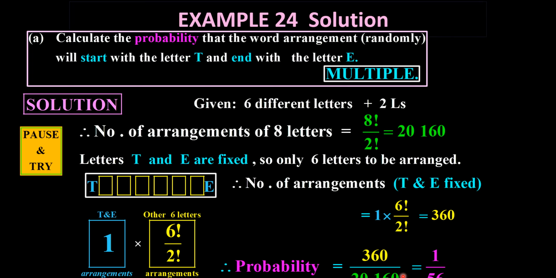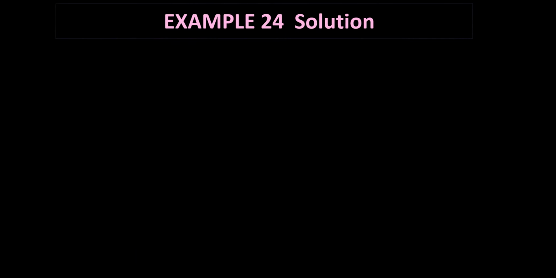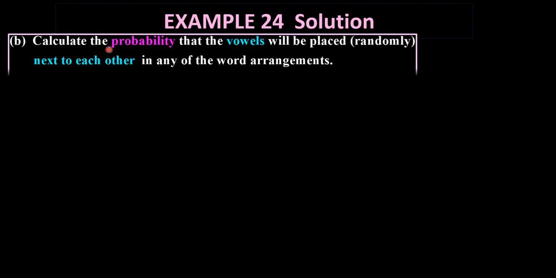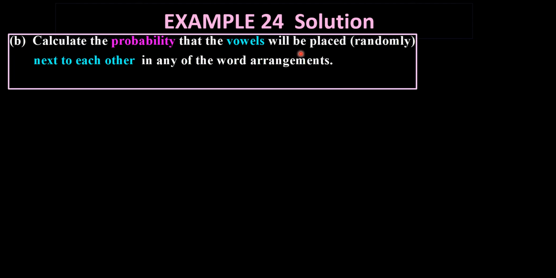I recommend that you leave the number here in common fraction form, right? Do not round off unnecessarily unless the question specifically requires you to give it to a certain number of decimal places. Let's look at the second question here. We want to determine the probability that vowels will be placed next to each other in any random word arrangement, right? So it's a random arrangement of the letters.